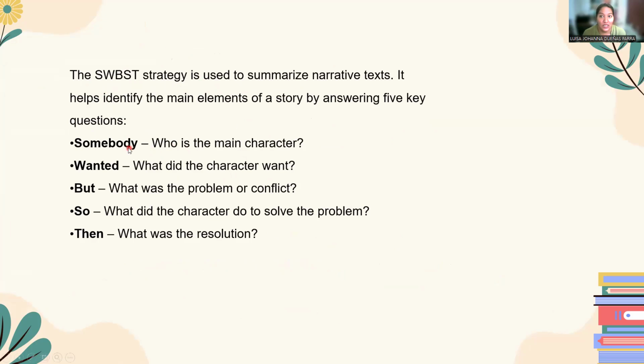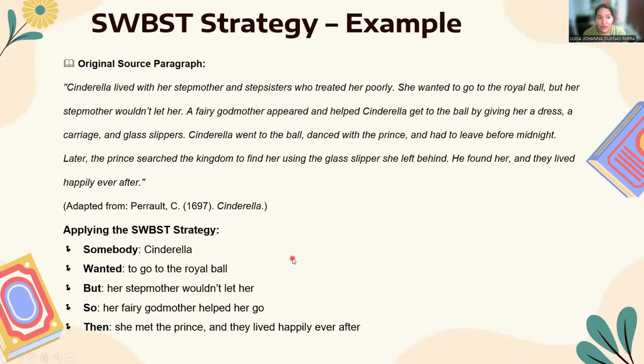The first one is Somebody: who is the main character? The W, Wanted: what did the character want? B, But: what was the problem or conflict? So: what did the character do to solve the problem? And Then: what was the resolution? We have the original source here. Let's take a look with an example with Cinderella.